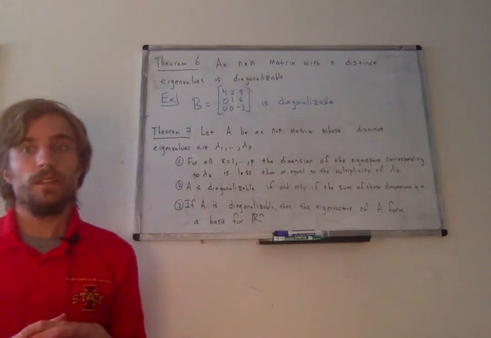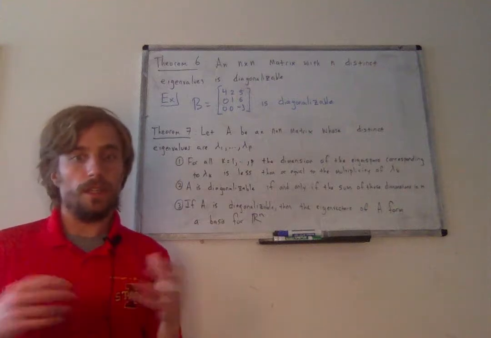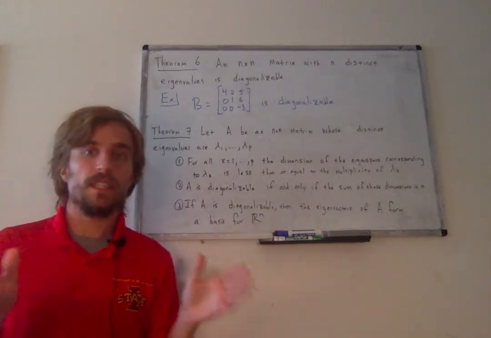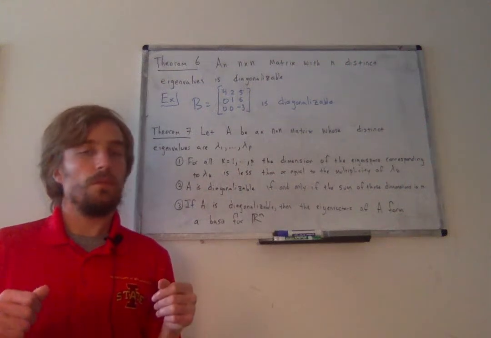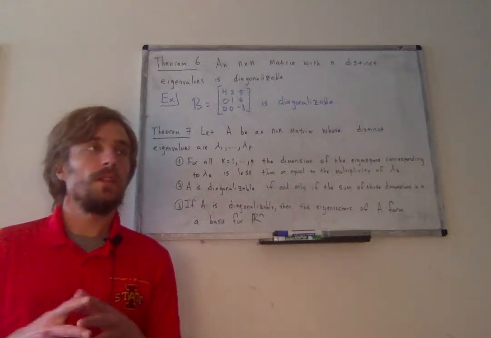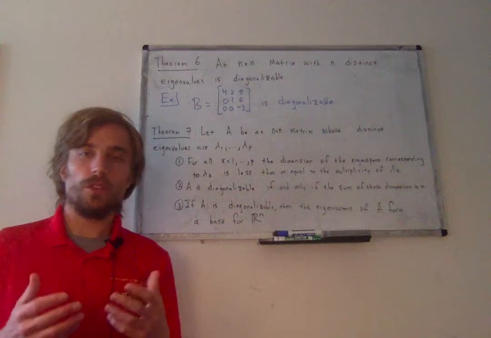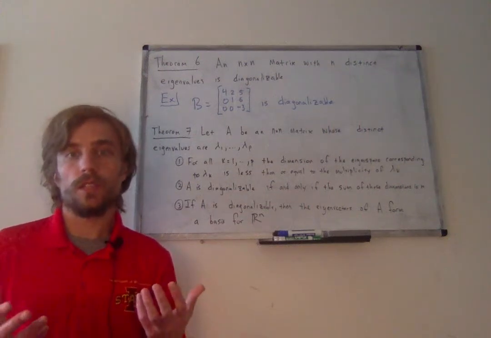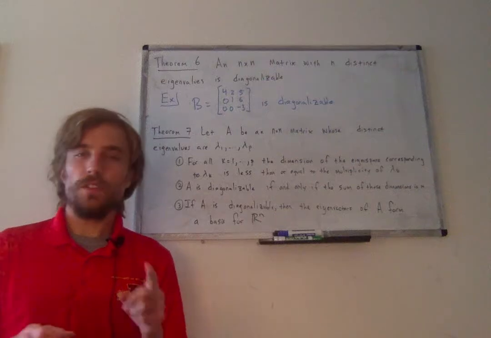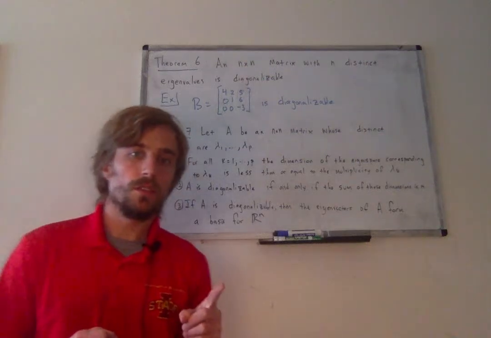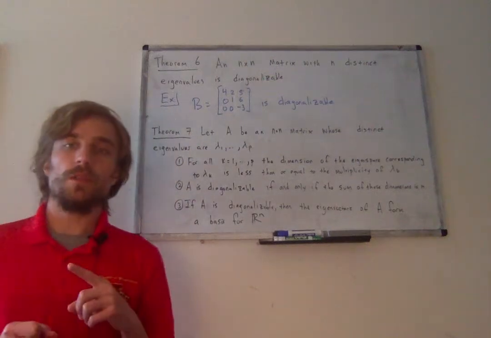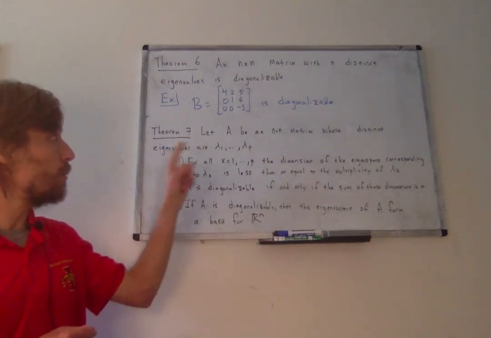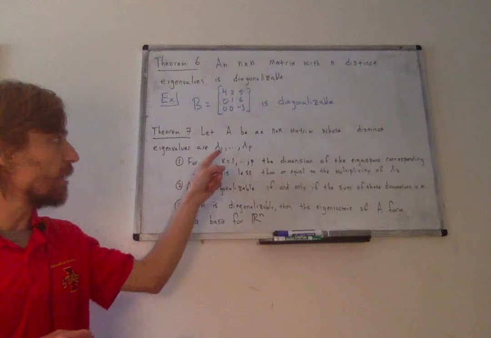Theorem 6 tells us, again, if I've got an n by n matrix and I find n distinct eigenvalues, then it's always diagonalizable. And so that can sometimes answer the question for us very quickly if all we want to know is, is the matrix diagonalizable? But what if it doesn't have n distinct eigenvalues? That's where Theorem 7 comes in. So Theorem 7, we're going to let A be an n by n matrix whose distinct eigenvalues are lambda 1 through lambda p.